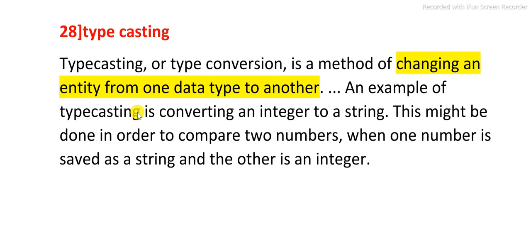Now what is typecasting? Typecasting or type conversion is a method of changing an entity from one data type to another. An example of typecasting is converting an integer to a string. This might be done in order to compare two numbers when one number is saved as a string and the other as an integer. In simple words, typecasting is changing the data type of one object to another. If we have an integer over here, we can change the data type from integer to float and vice versa.